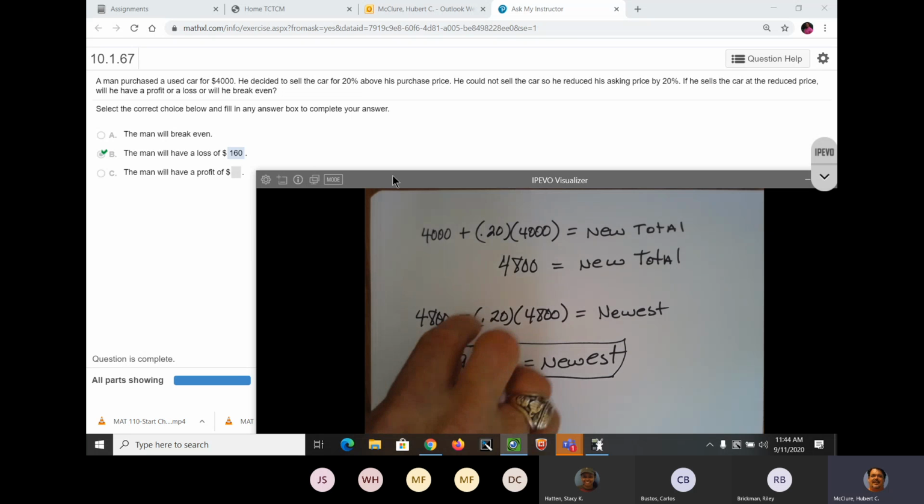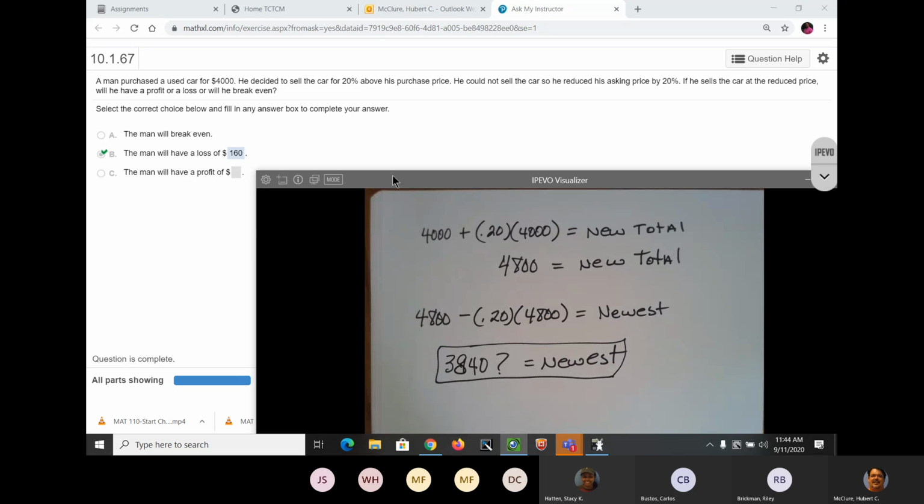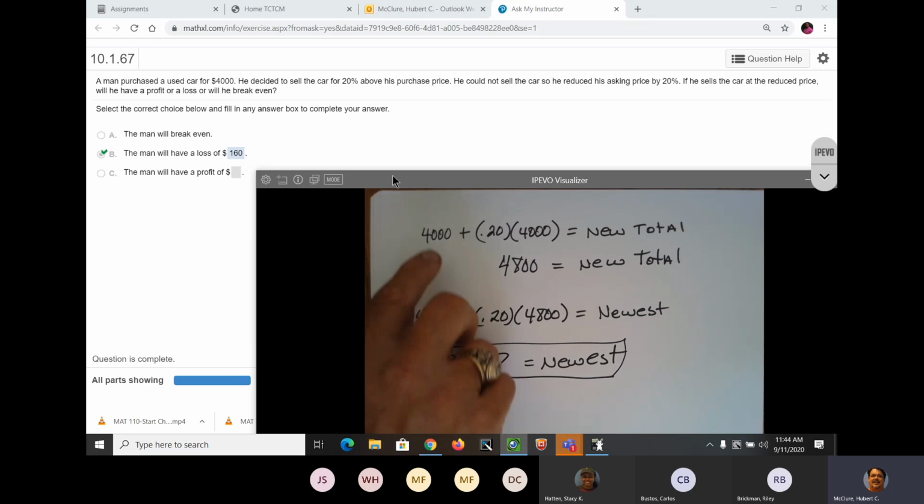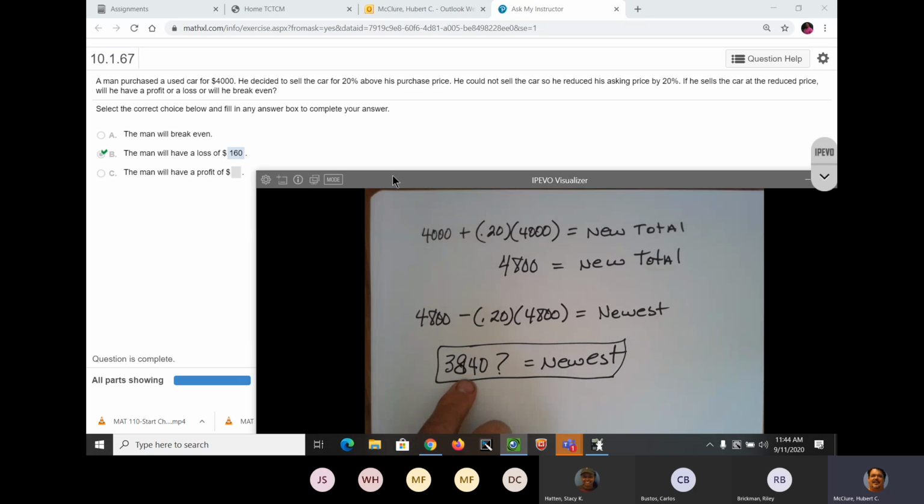This has got Hubert written all over it. Some people can buy a $4,000 car and sell it for $8,000. I buy a $4,000 car and I end up losing $160. I am not a salesman. When it comes to making money like that, you can forget it. I'd starve to death. Some of y'all have the Midas touch. Hubie don't have the Midas touch.